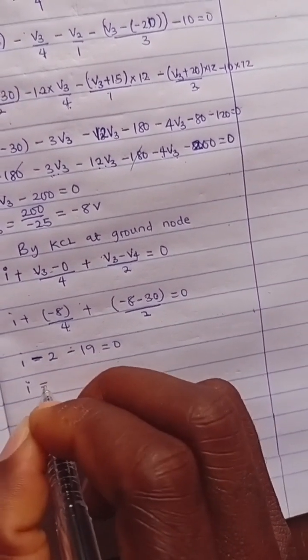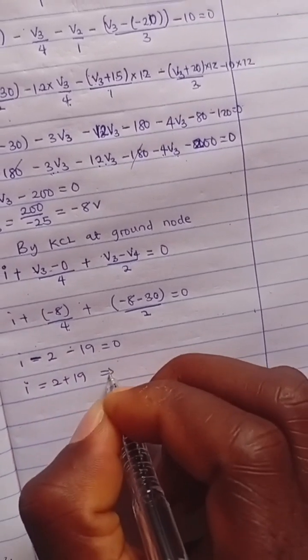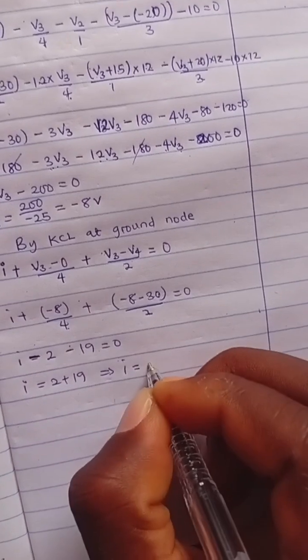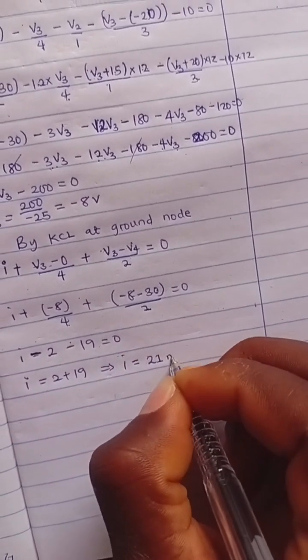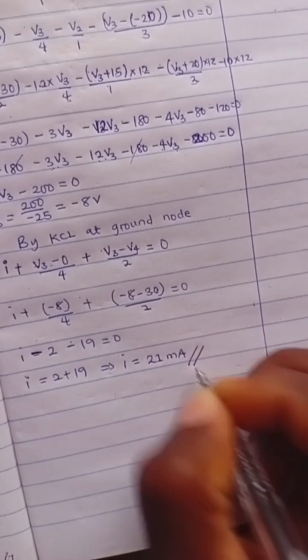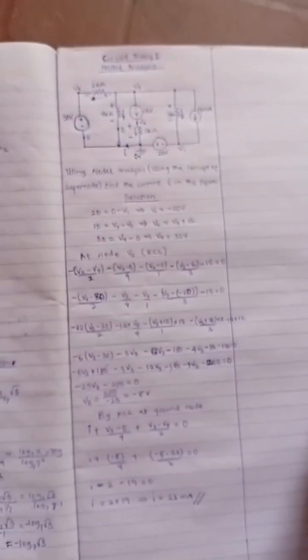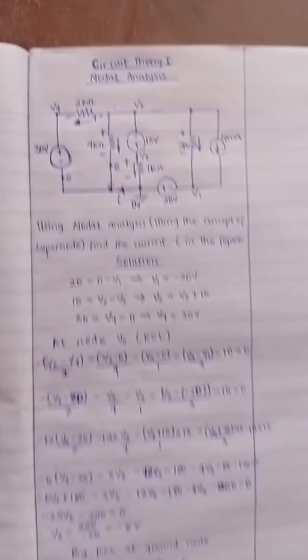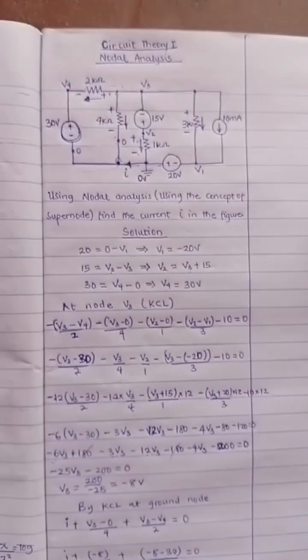So I would be equal to, take this to the other side, 2 plus 19, which will give us I is equal to, if you add 2 plus 19, you get 21 milliamps, right? So that's the final answer to this question. So take a look at this, take a look at the question, these are the solutions and every other thing.